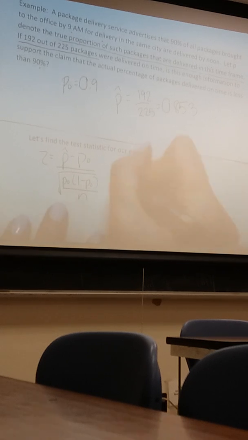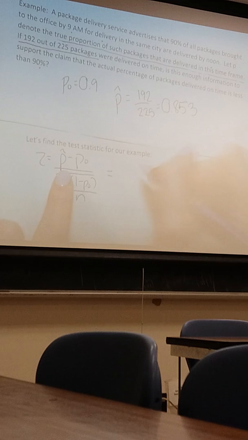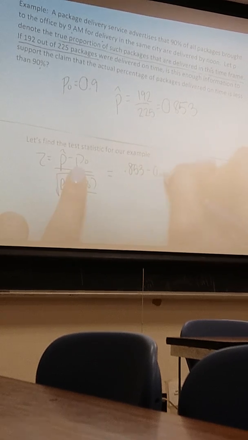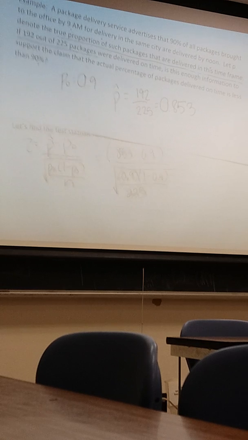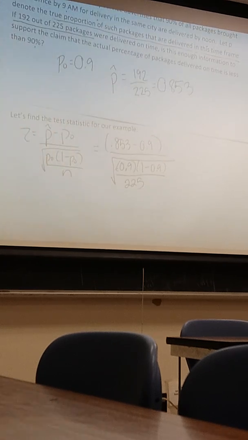In our case, p-hat is 0.853, p-null is 0.9, and the whole square root is on the bottom: 0.9 times 1 minus 0.9, over the sample size, 225. When you put this in your calculator, you need parentheses around the top. So let's take a minute and make sure we are all getting the same test statistic. Parentheses 0.853 minus 0.9, close parentheses, divided by the square root. Make sure the denominator, all of that, is inside the square root. You can do it in a couple of steps if you're having a hard time doing it all in one step.